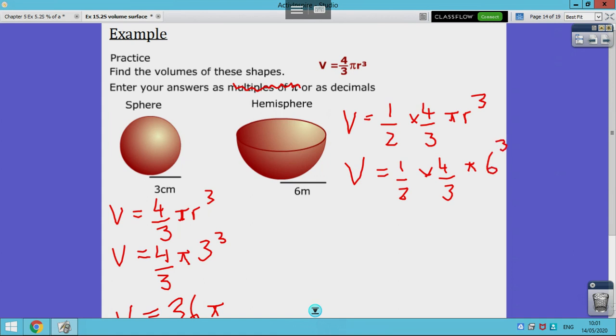We can just type that into our calculator. So using a half times 4/3 pi 6 cubed, and we get 144 pi, which to 1 decimal place is 452.4 centimetres cubed. Okay, so I would encourage you to incorporate the half at the start so you don't forget at the end to divide it by 2.